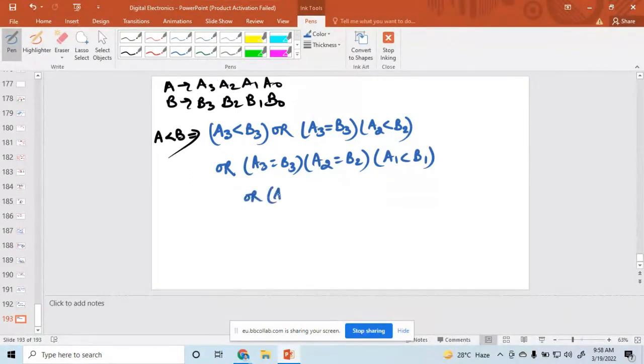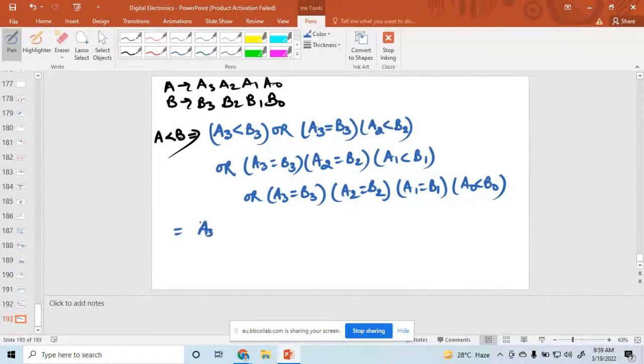Or A3 equal to B3, A2 equal to B2, A1 equal to B1, and A0 is less than B0. So in that case, A is less than B. And in that way, you can write down the logical expression. So what is the logical expression?